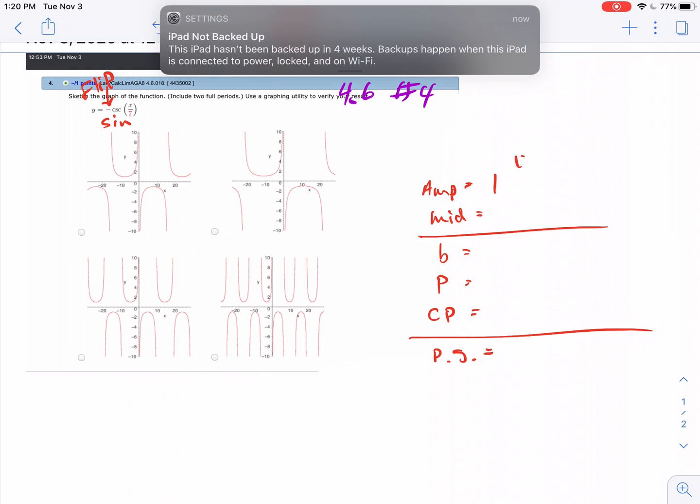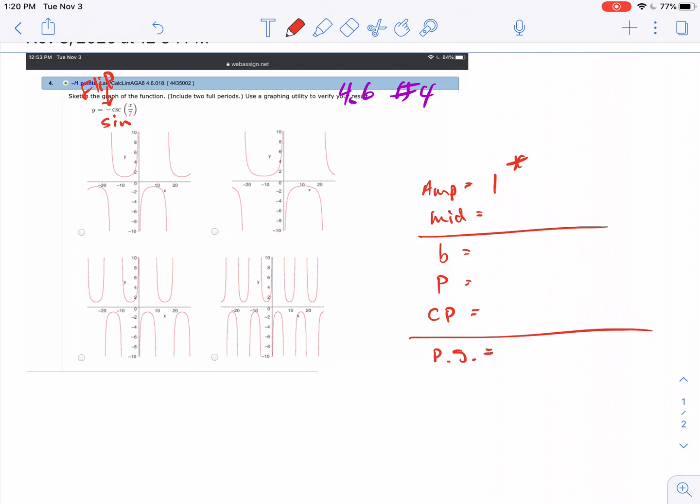So we have to maybe make a star and just write flip here so that we remember to do that. And then the midline will be at 0 because I don't have any adding or subtracting at the beginning or the end. I'm not adding or subtracting a term. The b value is 1 over 7. So that means we're going to take 2 pi and divide by 1 over 7.